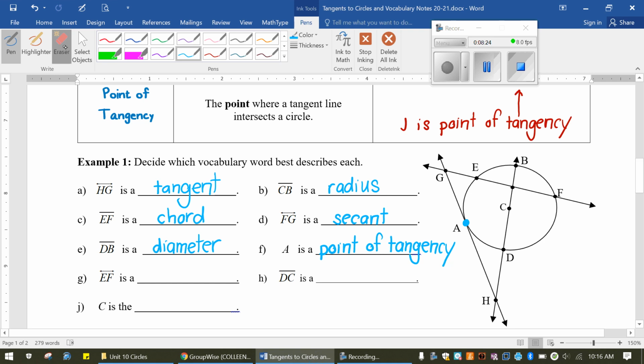Okay. EF, and it's a line that's going through those. Okay, so that's another secant. It's a line that's hitting a circle twice. And then DC, here's C and D, connect them. That's a segment from the center to an endpoint on the circle. That's a radius.